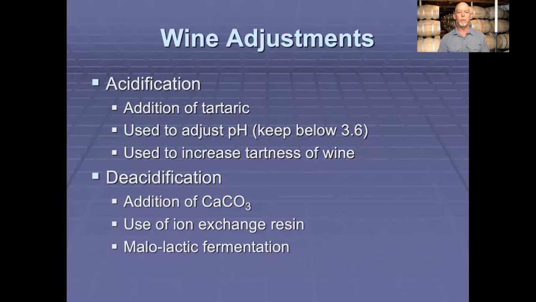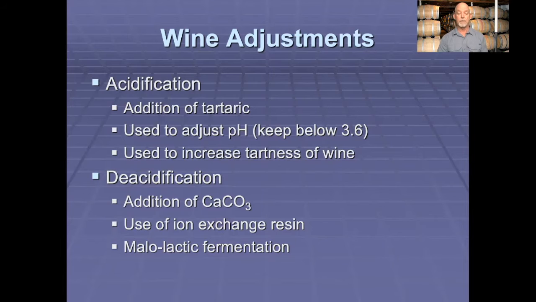After the fermentation of your wine is complete, there are many wine adjustments you can make to improve its quality. Probably one of the more common ones that we have here in Nevada or California, where we have warmer climates, is acidification. We can add tartaric acid to the wine to lower the pH because we have high pH wines in areas where there are warmer climates. We'd like to adjust that pH to about 3.6 or below. This will also improve its ability to fight against bacterial contamination.